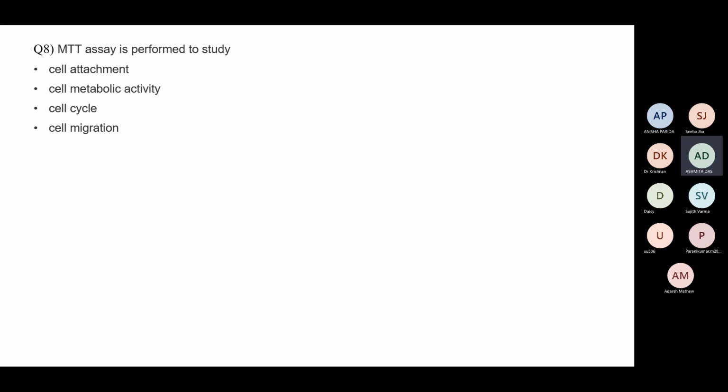So what is the correct answer of this question? MTT assay is performed to study cell metabolic activity. Okay, and can anyone tell me what is the principle of the MTT assay?